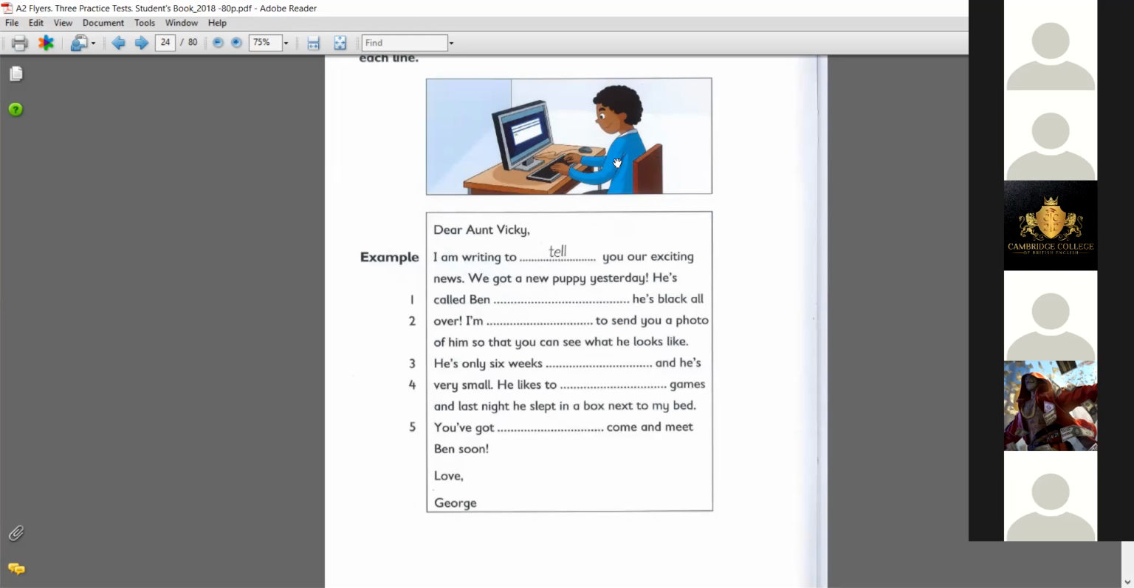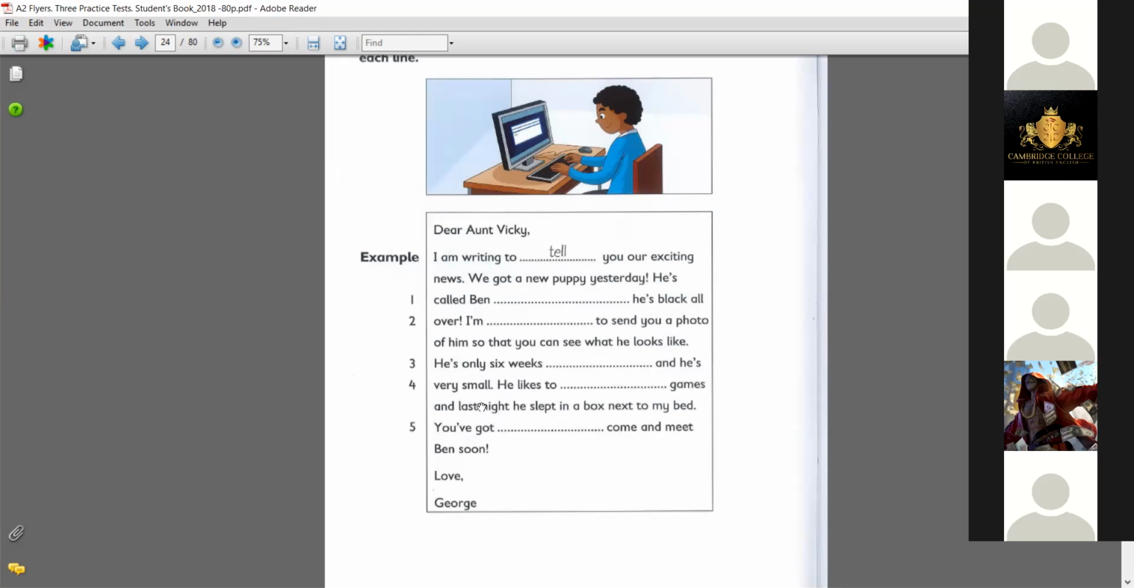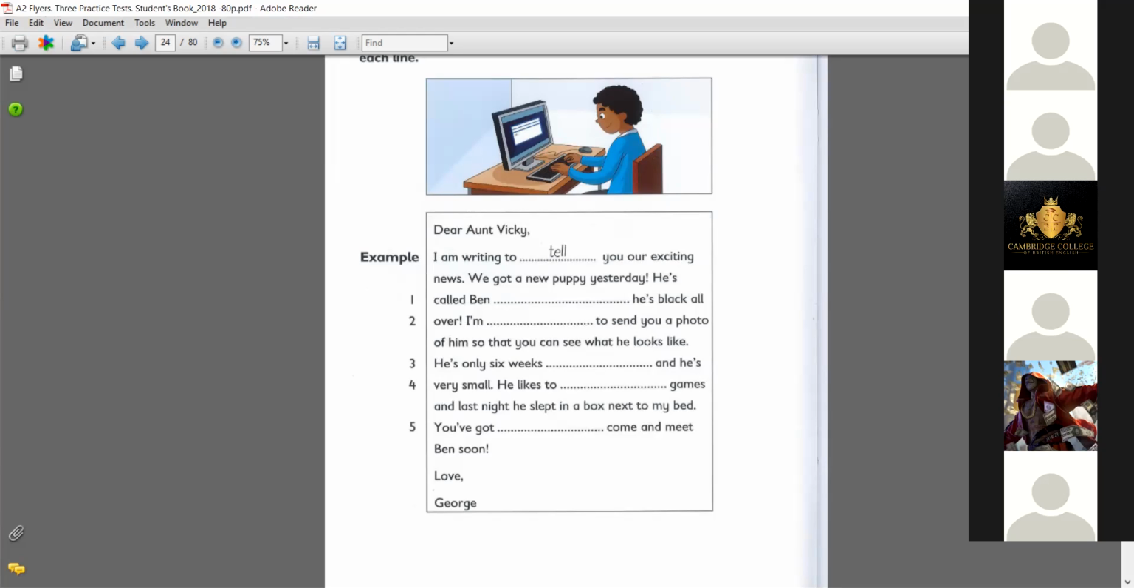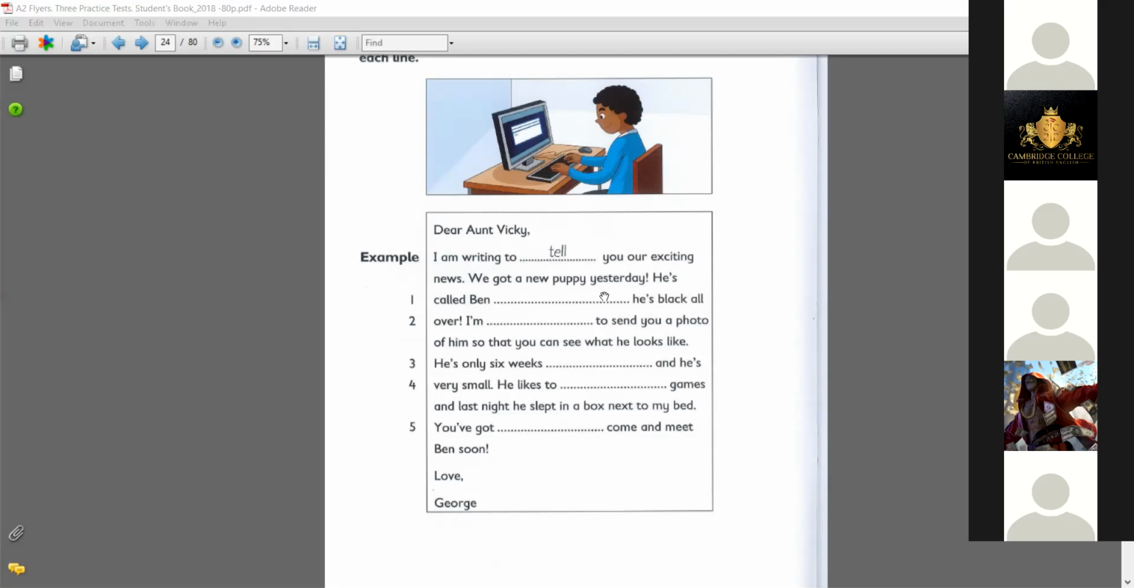I'm writing to tell you our exciting news. Our exciting news. Exciting news. So that is the first one. They have given you the answer. All right. So we got a new puppy yesterday. He's called Ben. Ben. Blank.